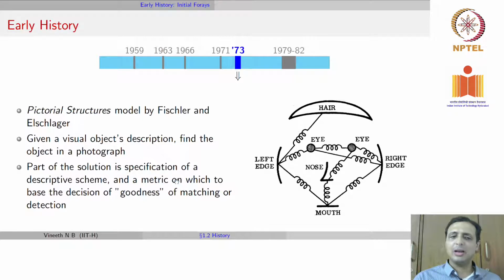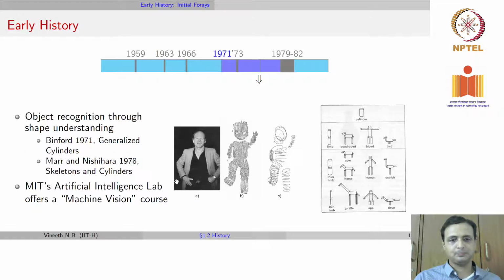But they also defined a metric on which one could base the decision of goodness of matching or detection based on such a descriptive scheme. This was a significant development at this time, and a lot of the models that were developed in the 2000s inherited this approach to the problem. Then between 1971 and 1978, there were a lot of efforts attempted by researchers, and that period was also known as the winter of AI.